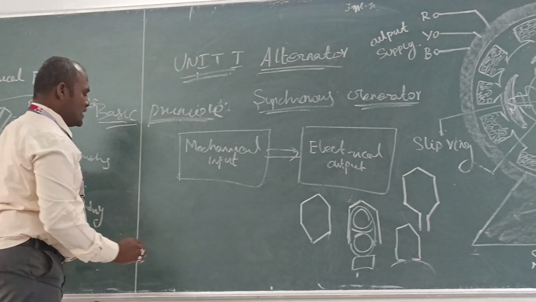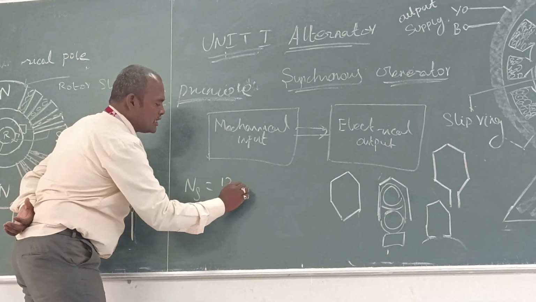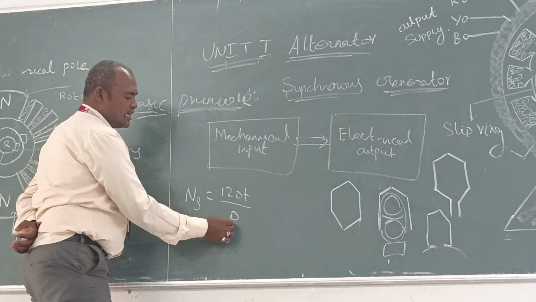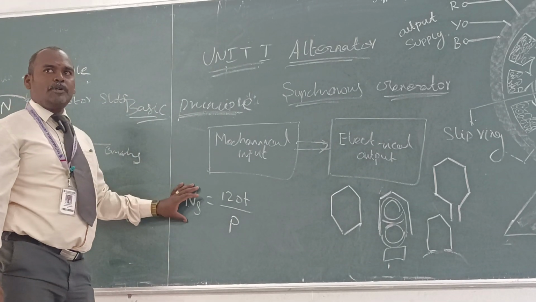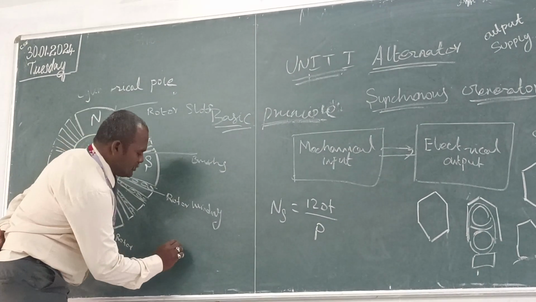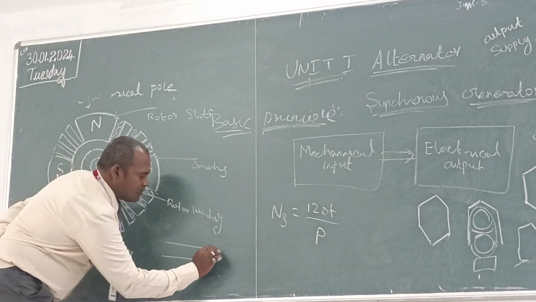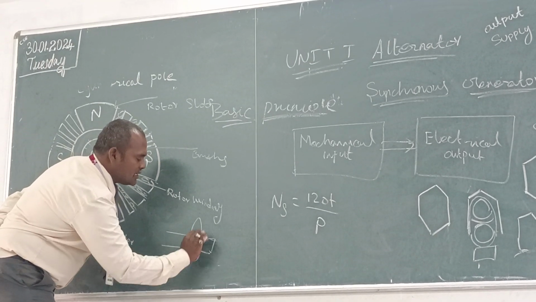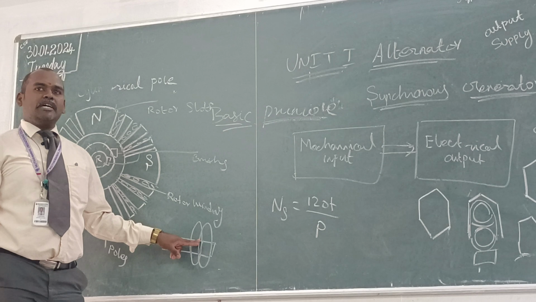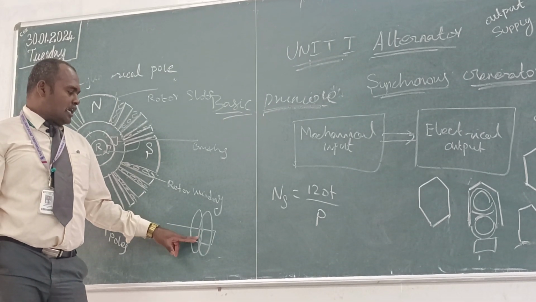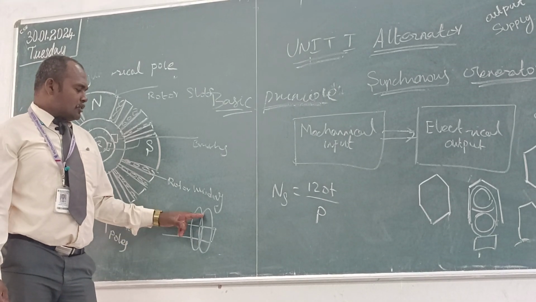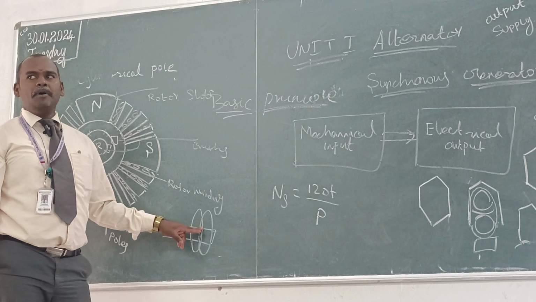You all know the basic formula: Ns equals 120f by P, where Ns is the synchronous speed, f the frequency and P the number of poles. Whatever input you give to the shaft of the rotor, you can connect pulleys and a drive system to the shaft. While you give mechanical input through the pulleys, it may be connected to any turbine or diesel engine or wind turbine or water turbine or gas turbine, whatever it is. The shaft is directly connected with the help of the drive pulley system.